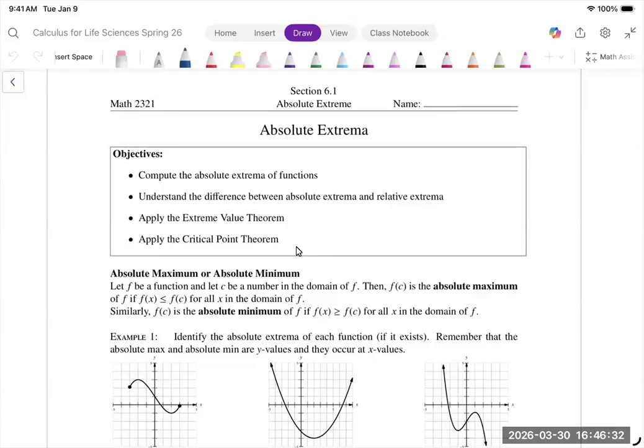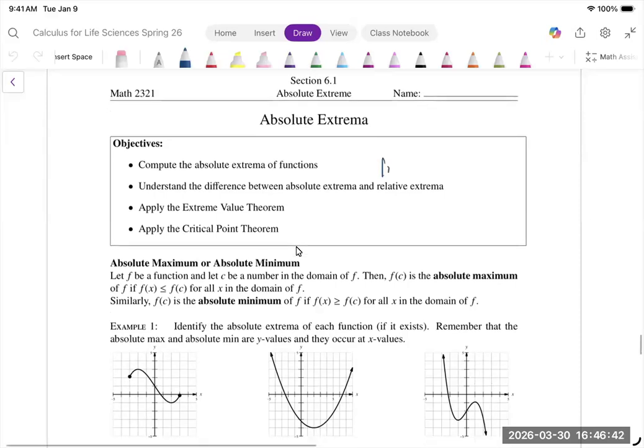Okay, so officially, absolute extrema. Compute the absolute extrema of functions. Understand the difference between absolute and relative, sometimes known as local. Apply the extreme value theorem and then apply the critical point theorem. So we'll get into the theorems later on. They're nothing too crazy.